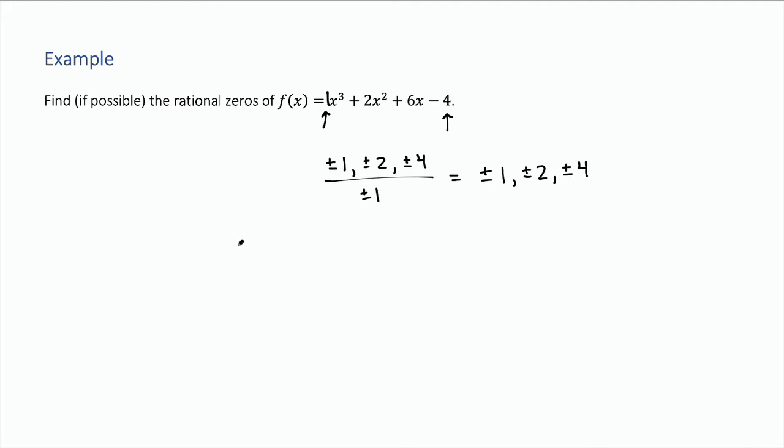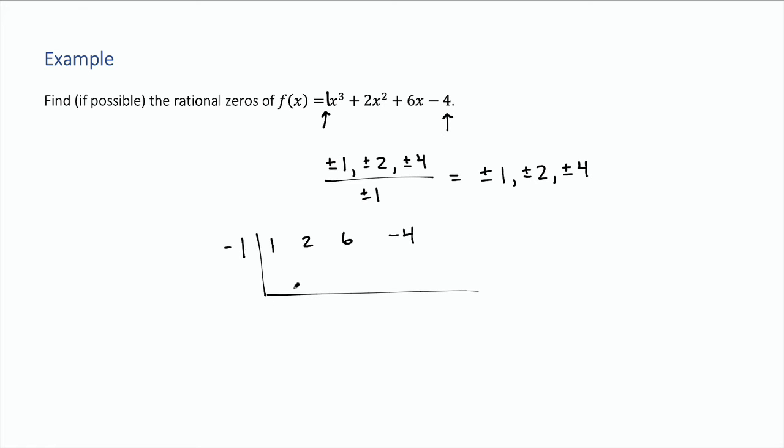So let's start with 1. And we're going to do synthetic division. We list out our coefficients, 1, 2, 6, and negative 4. So we go through our synthetic division, bring the 1 down, multiply by 1, add, multiply, and add. And we are looking for a 0 at the end here. We didn't get a 0, which means that 1 is not a 0 of the polynomial. So now we move on.